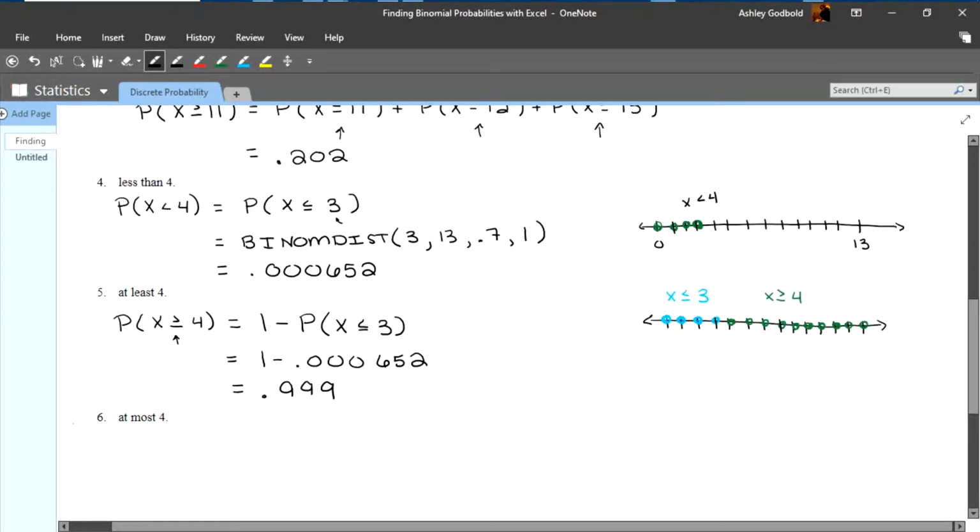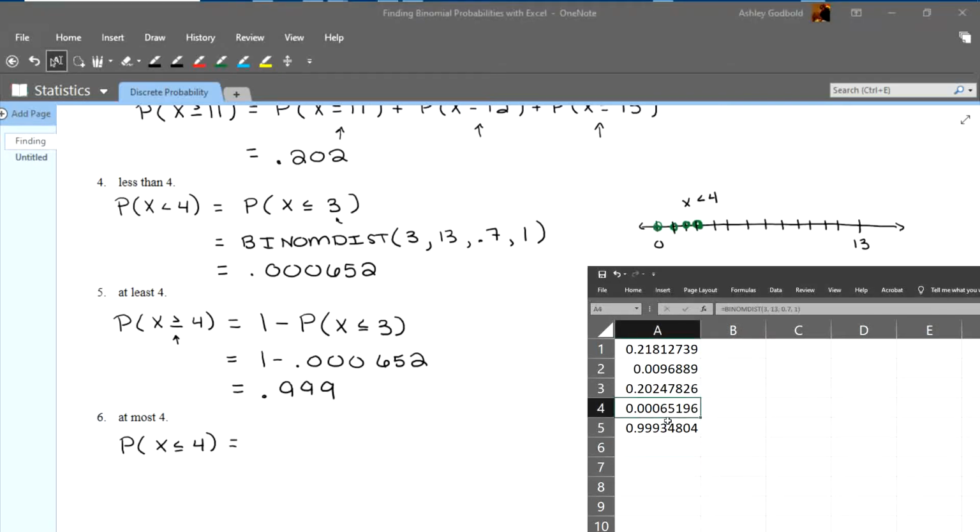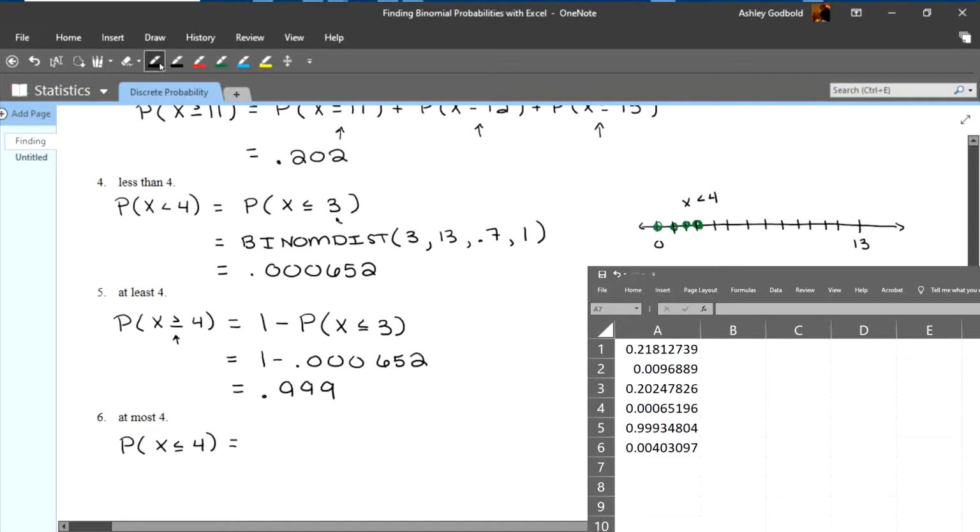And for at most 4, that means the probability of x is less than or equal to 4. Now that's nice because that's already written in the format we need. We can just come over here to Excel, copy this one and put it there, and I'm just going to change that 3 to a 4. I'm going to change it to a 4, not actually delete it. So the probability that at most 4 students said they drink alcohol is 0.00403.